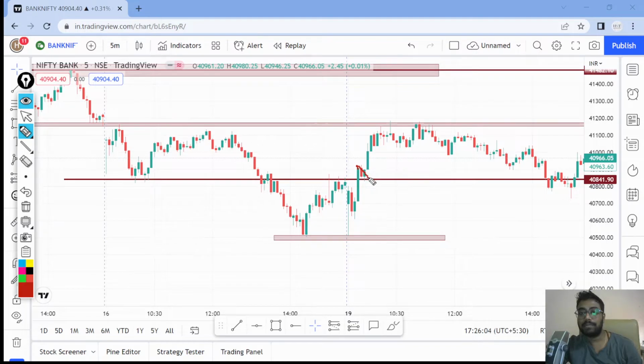See here, market gave a perfect retest and then a movement. So this was the perfect entry for you. This was the entry, this was the stop loss, this should have been your exit. What is this point? This is not some random line, this is the previous day high.